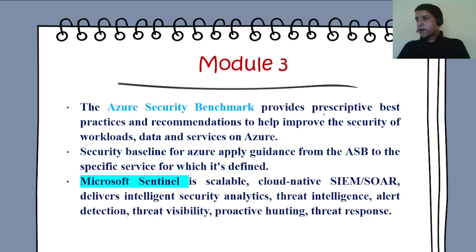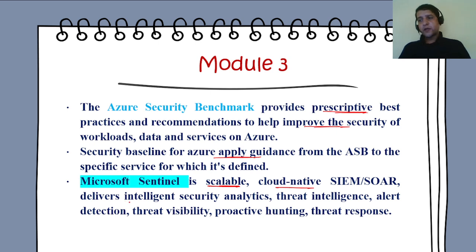Azure Security Benchmark provides prescriptive best practices and recommendations to help improve the security of workload, data and services on Azure. So security baseline for Azure applies guidance from the ASB to the specific service for which it is defined. Sentinel is scalable. It's a cloud native SIEM or SOAR.